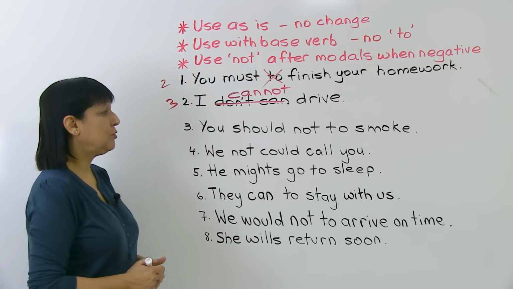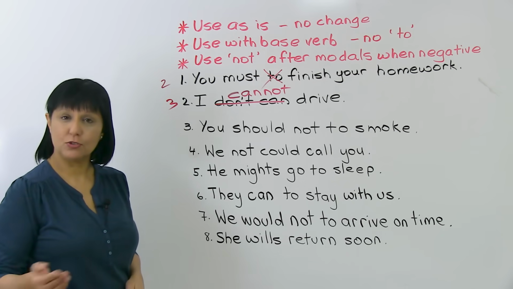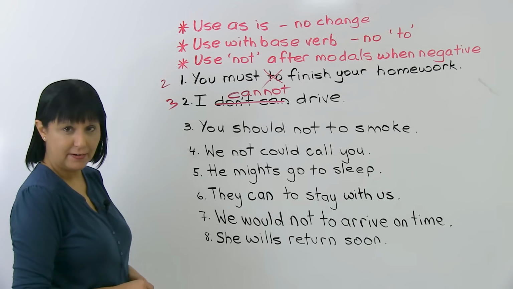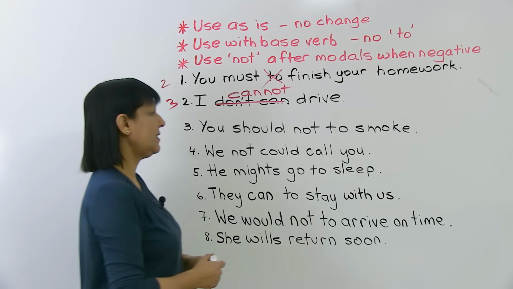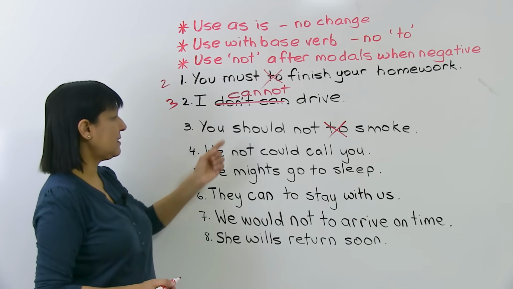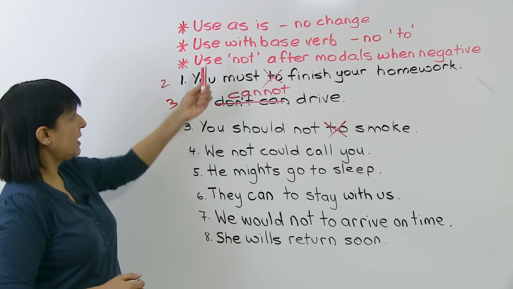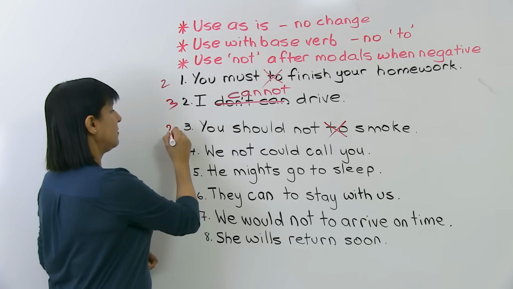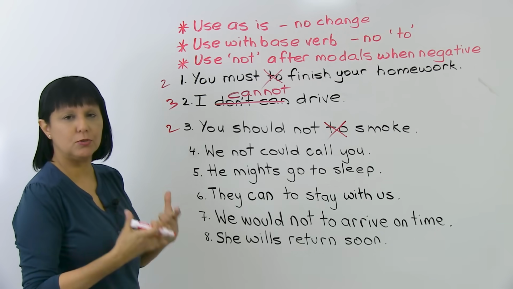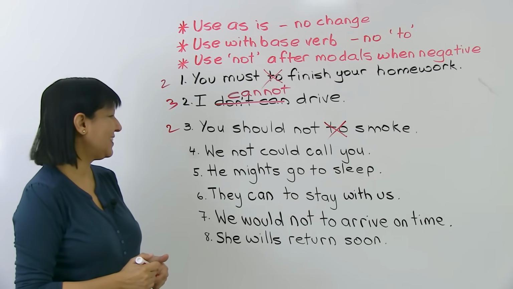Number three, you should not to smoke. You should not to smoke. What's wrong there? Okay, again, we want to take out this to. The sentence should be, you should not smoke. So again, you don't want to use the to. Just use the base form of the verb. Don't use the full infinitive.